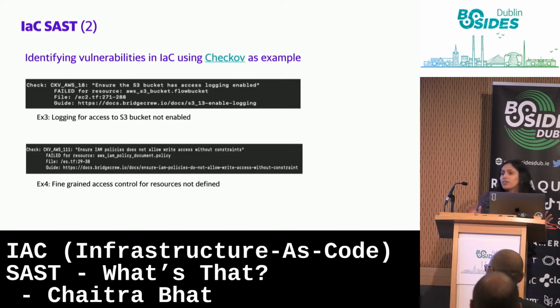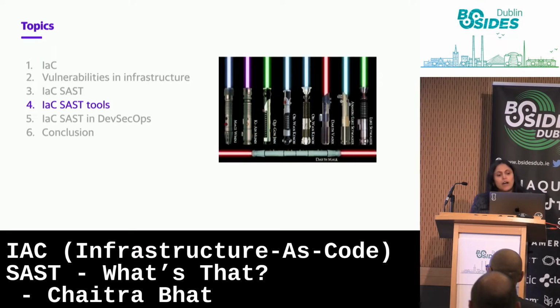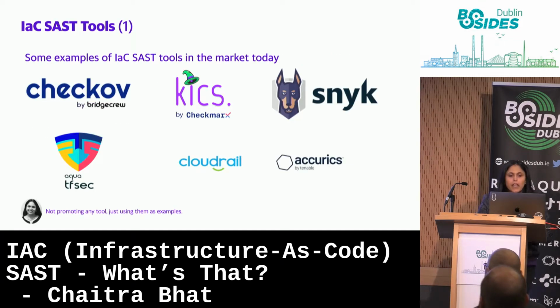So I hope at this point you understand, briefly, what IAC is, what the misconfigurations in the IAC are that could lead to potential vulnerabilities in the infrastructure, and how, with IAC SAST, by running scans on this infrastructure code, you can find these vulnerabilities early on in your development cycle. And now I'll show you some examples of IAC SAST tools out there, which you can use to run your scans on these configuration files.